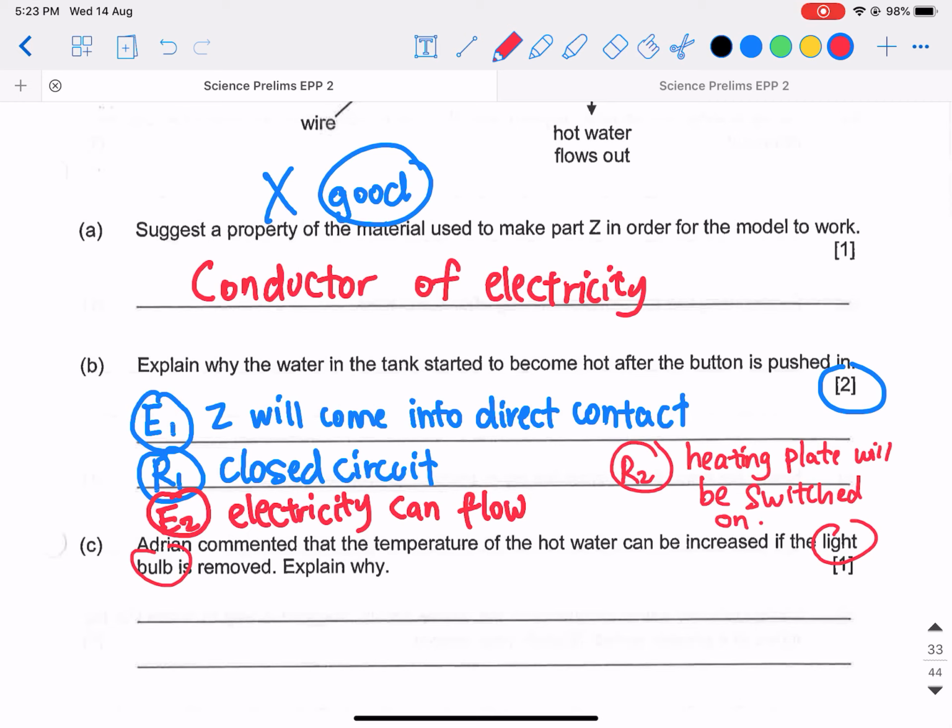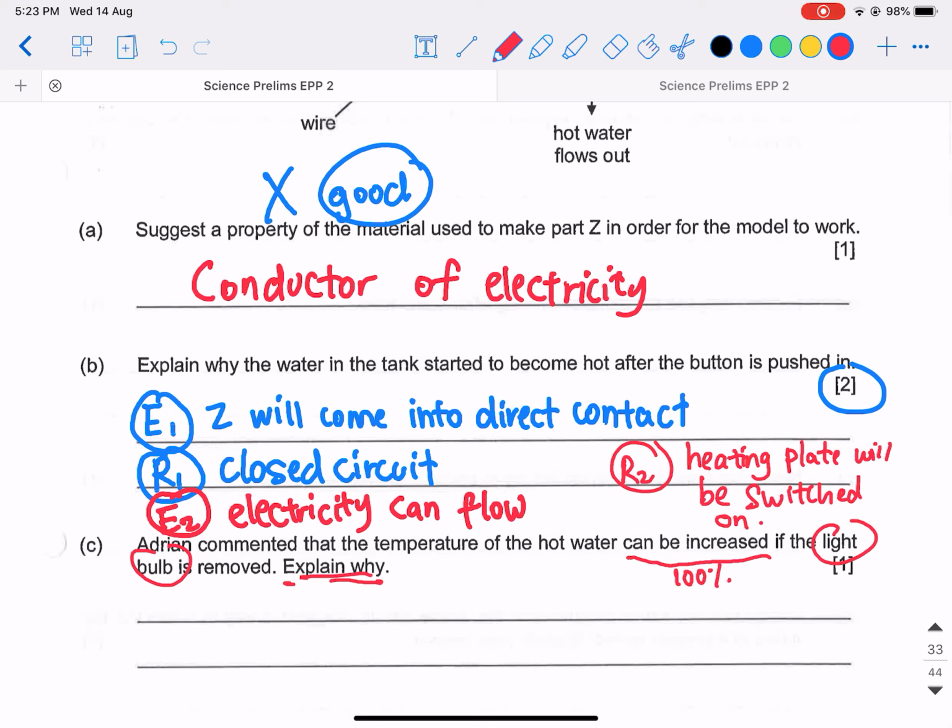Now over here, the sentence, if you read carefully, they are actually very sure that it can be increased 100%, and you are supposed to explain why it happens. So the idea of open circuit will not work here. Alright, we are going to assume that once we take off that light bulb, we close up the wires, so it is still a closed circuit. Our job is basically to explain how come then it can still increase the temperature without the electricity.